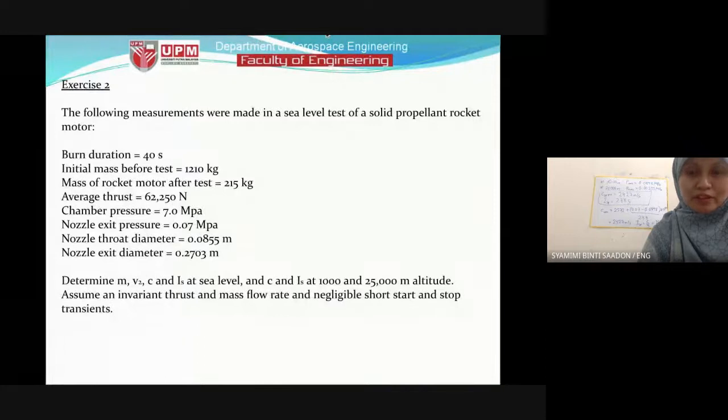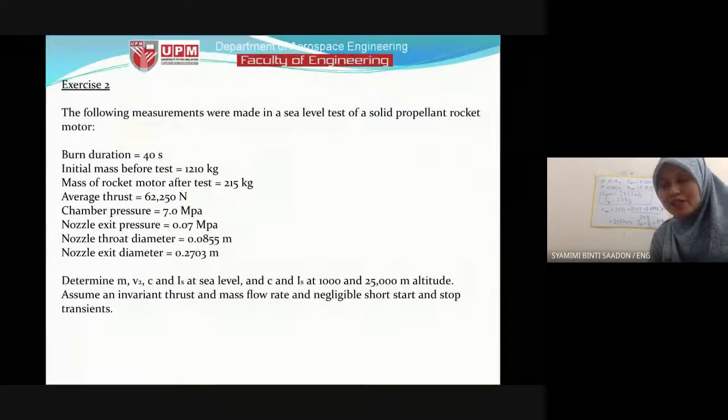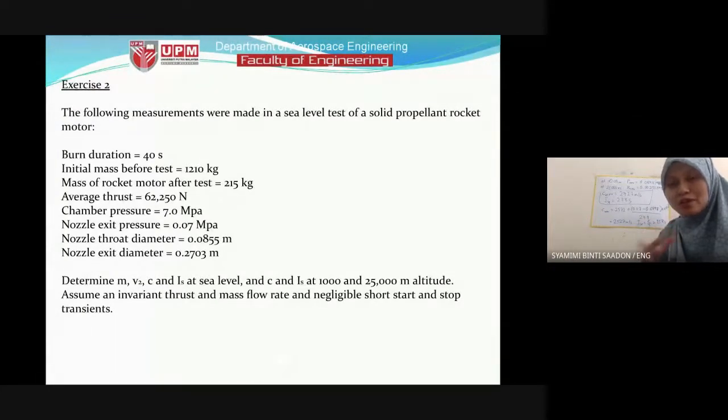Okay, everyone. For those who have just entered when I've just begun exercise 2, you have to look back at exercise 1. It's a very simple calculation, just that you have to know the definitions of all those parameters. What is effective exhaust velocity, what is total impulse, what is specific impulse, thrust to weight ratio, etc.